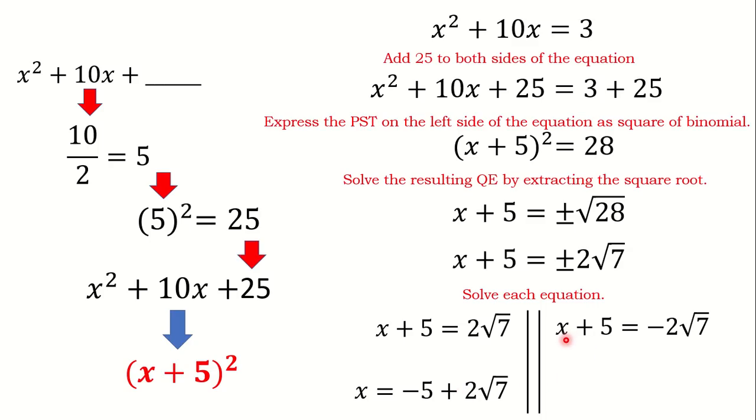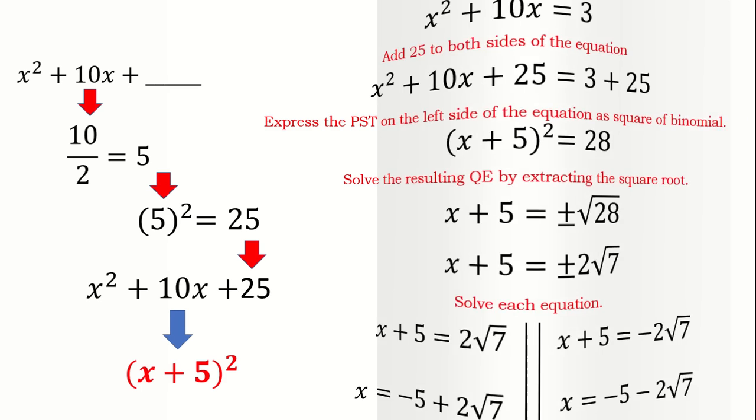Okay, in the next equation, we have x plus 5 is equal to negative 2 square root of 7. So, same process. Lipat lang natin si positive 5 sa kabilang side. So, magiging x is equal to negative 5 minus 2 square root of 7. Okay. Para mas masundan pa, bibigyan ko pa kayo ng another example.